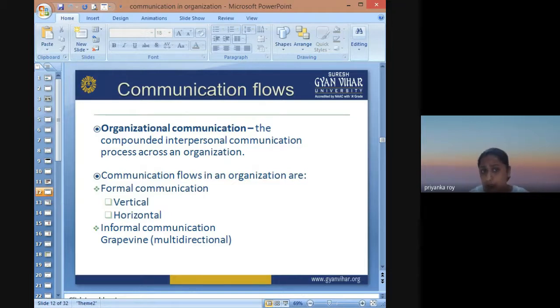A vertical communication will be from bottom to top or top to bottom. Horizontal communication is from one department to another department or another segment. When you're talking among your friends and colleagues in the organization, that is horizontal communication. Informal communication, the grapevine, or directional communication is another way of communication.